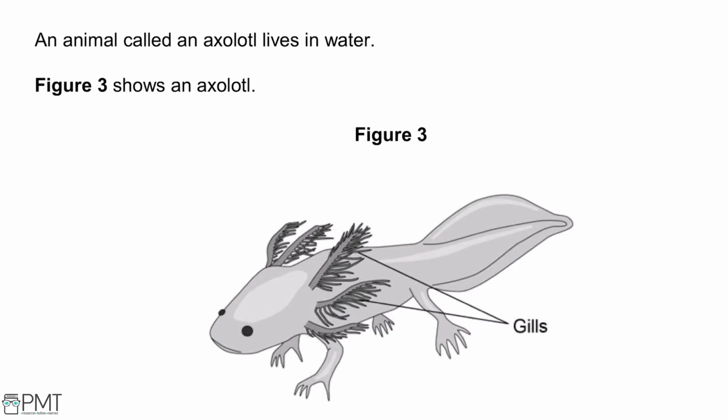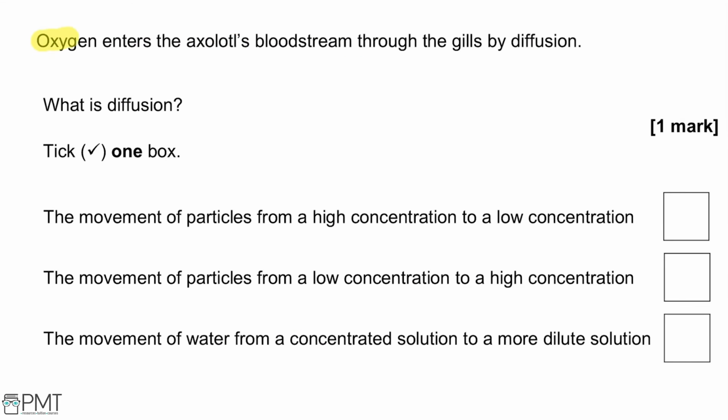An animal called an axolotl lives in water. Figure 3 shows an axolotl. So here's figure 3 just below, and we can see that there's a label on there leading to the gills. Oxygen enters the axolotl's bloodstream through the gills by diffusion. What is diffusion? Tick 1 box.